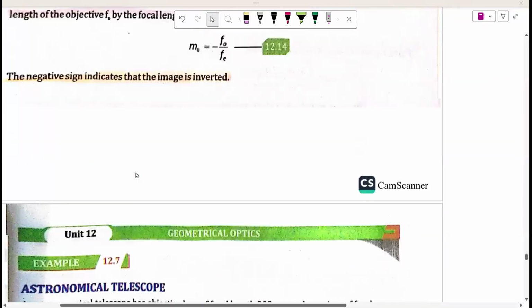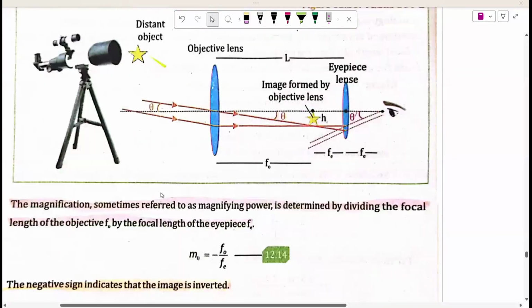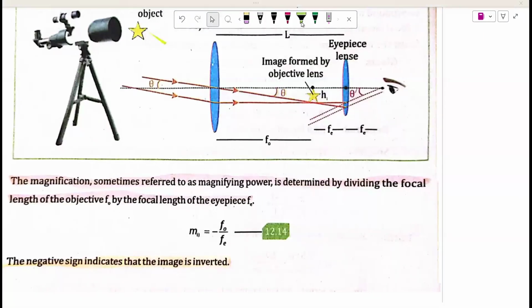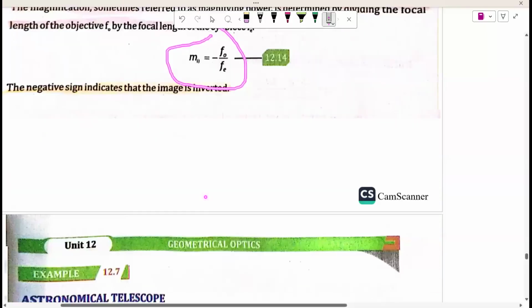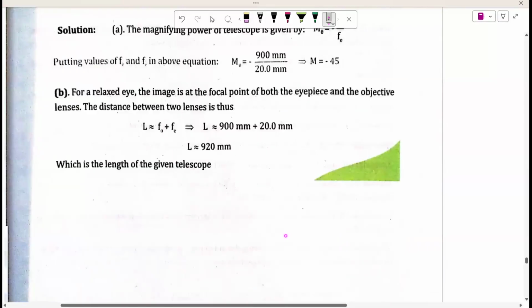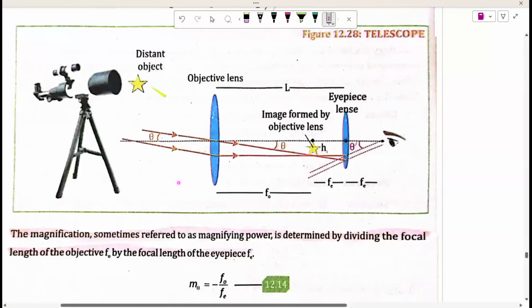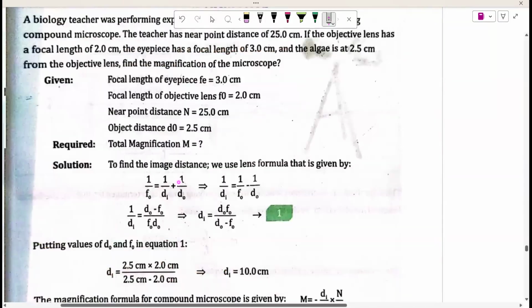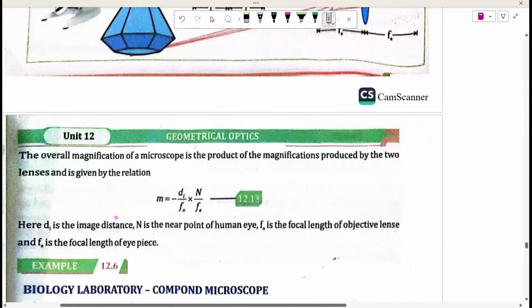Here you can see in the NBF book, we have exactly the same formulas. There they have mentioned a negative sign alongside it, just to show that the image is inverted. It's written here also. बाकी उन्होंने examples यहाँ पे discuss किए हुए हैं.